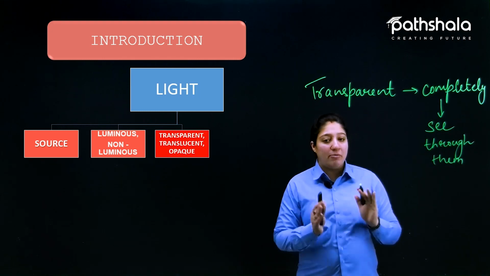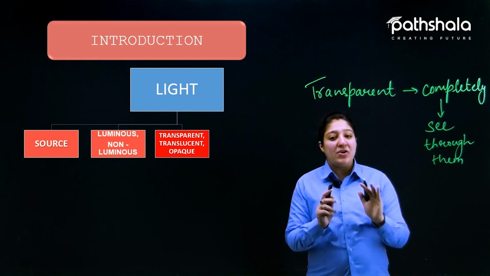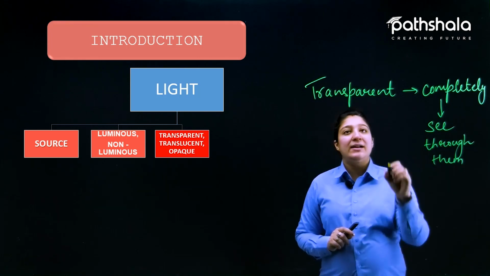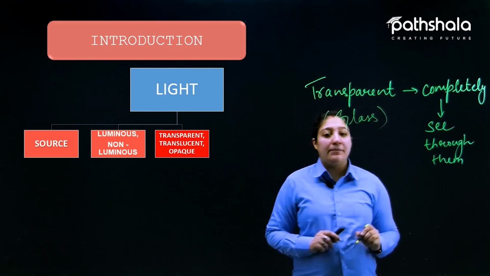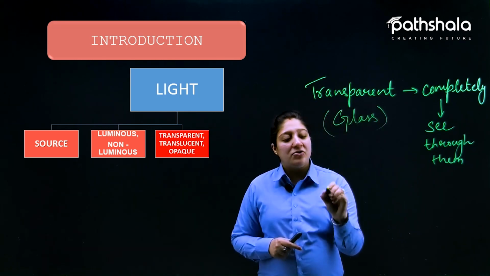So these types of objects are known as transparent objects. An example for that is glass, right? You are able to see through glass completely, right? Then the next one is translucent.